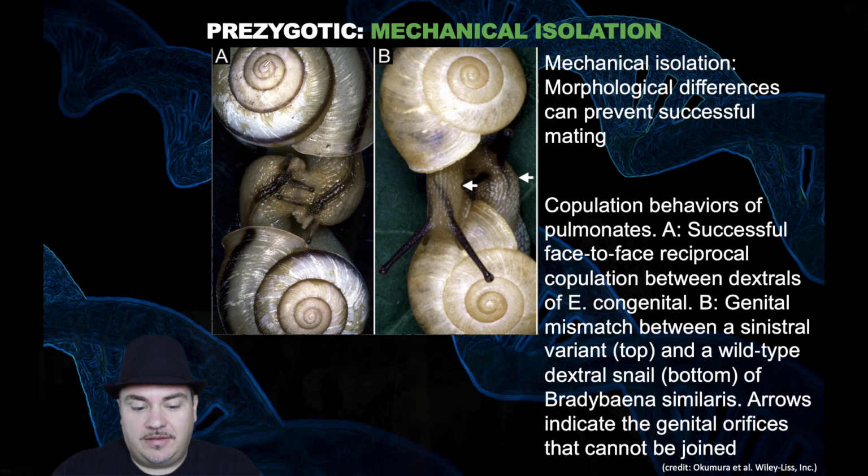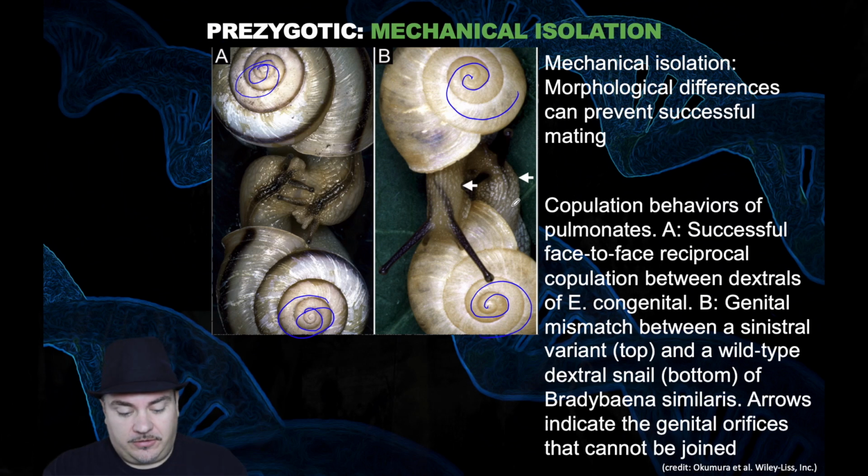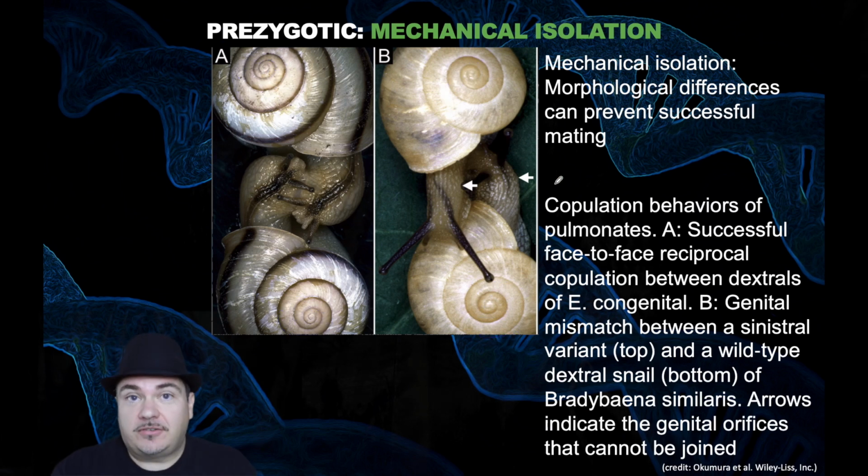Okay, you can see, these shells are both clockwise. This shell is counterclockwise. This shell is clockwise. So because of that, these snails physically cannot line up in the correct orientation to be able to mate with each other. So they mechanically just can't do it. They can't mate with each other. So that's a type of prezygotic isolation.